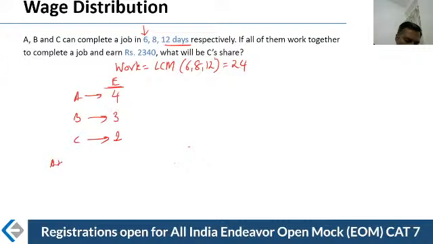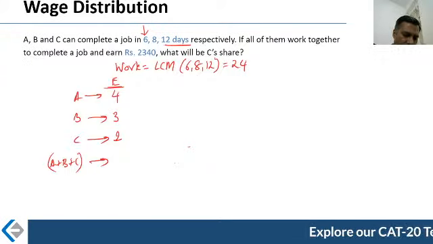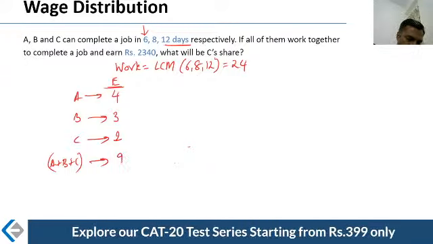Therefore, what is A plus B plus C? What is the combined efficiency? Combined efficiencies, add up all these numbers. 4 plus 3 plus 2. That's the combined, because efficiency is what I can add, not the time duration. 4 plus 3 plus 2, which is nothing but 9.